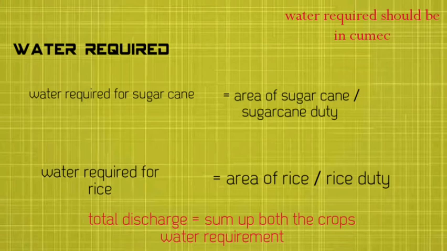So next, after finding the required water, you are supposed to find the total discharge. To find the total discharge, you are supposed to sum up both the crops, that is sugarcane and rice, and the value will be in cumecs.